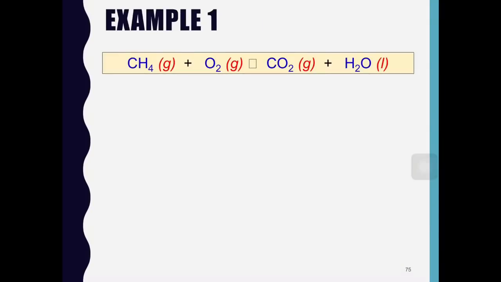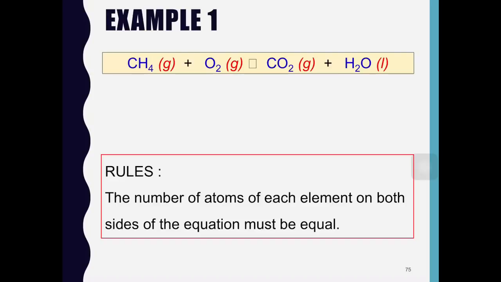Example 1 is an example of a combustion reaction. By using inspection method, you have to check that the number of atoms on both sides are equal. First, check the number of carbon atoms. So on the left side, there is 1 carbon, and on the right side, there is also 1 carbon. So there is nothing that you have to change on the equation. Next, check the number of hydrogen atoms. So on the left side, there is 4 hydrogen, while on the right side, there is only 2 hydrogen atoms. So what you should do here is to multiply the number of moles of water by 2.